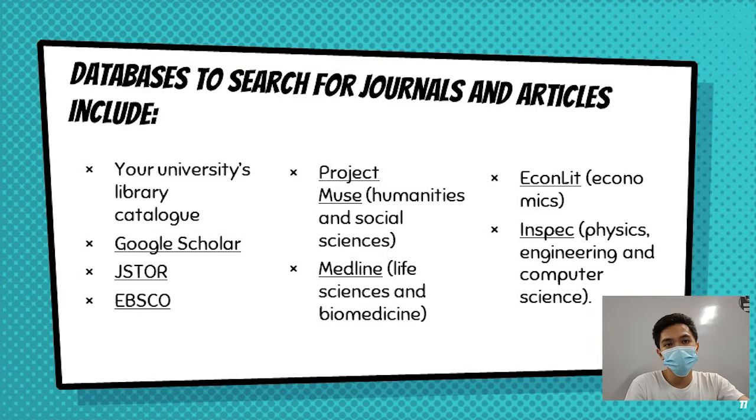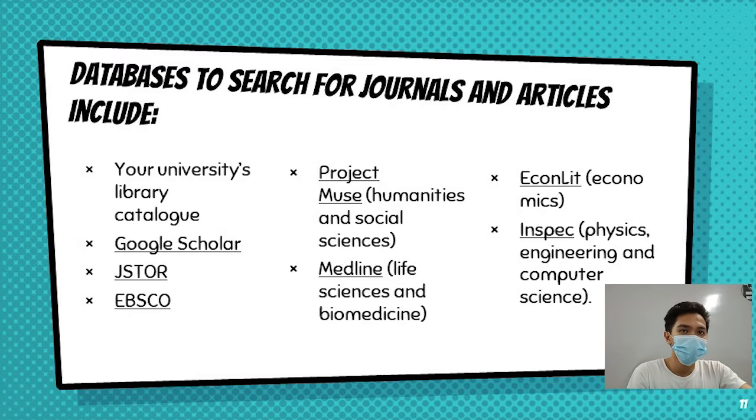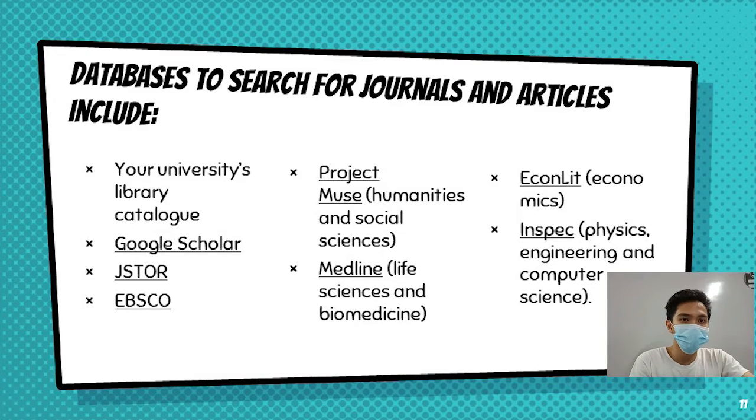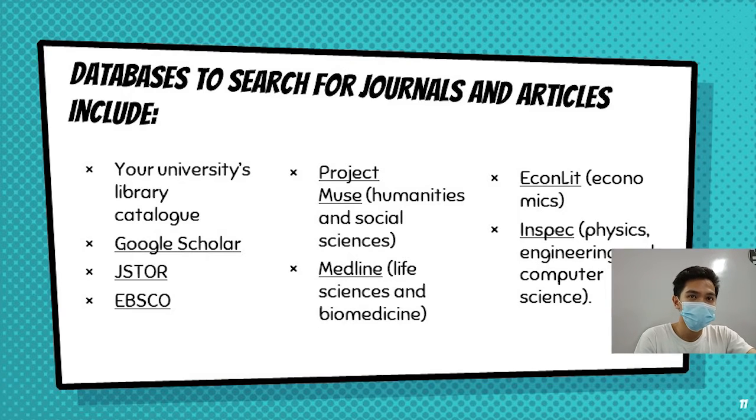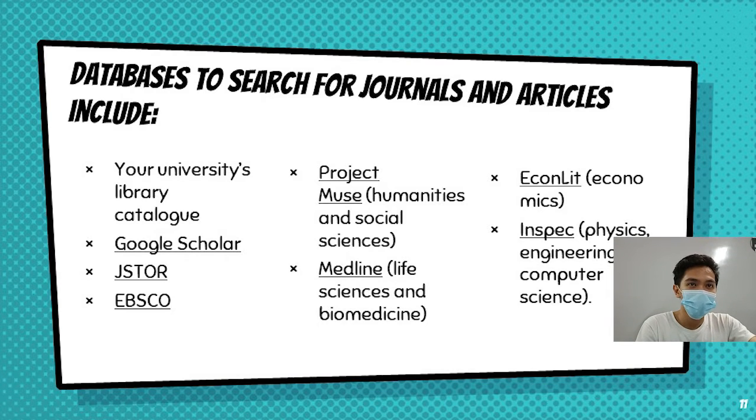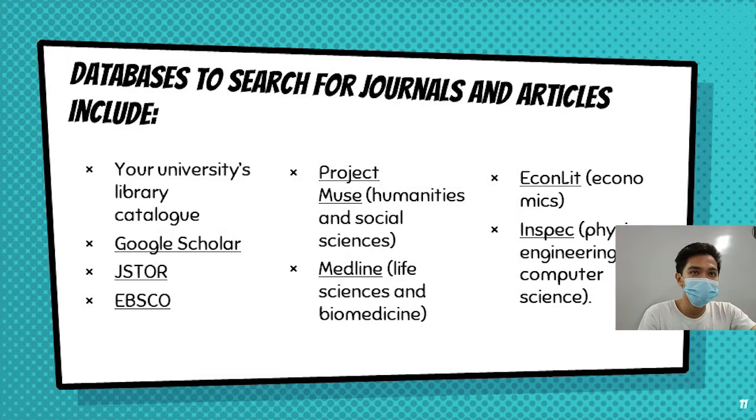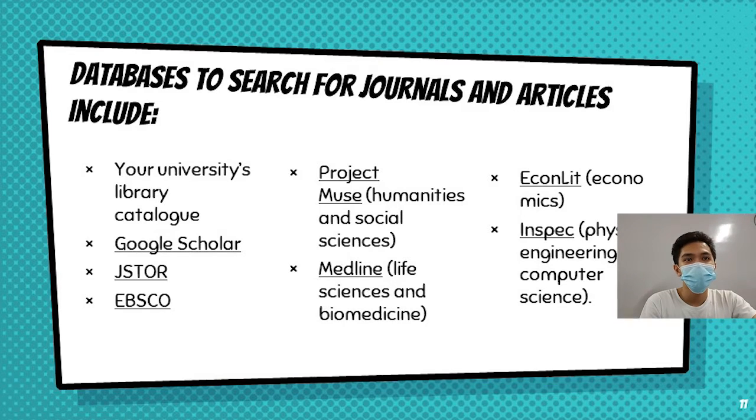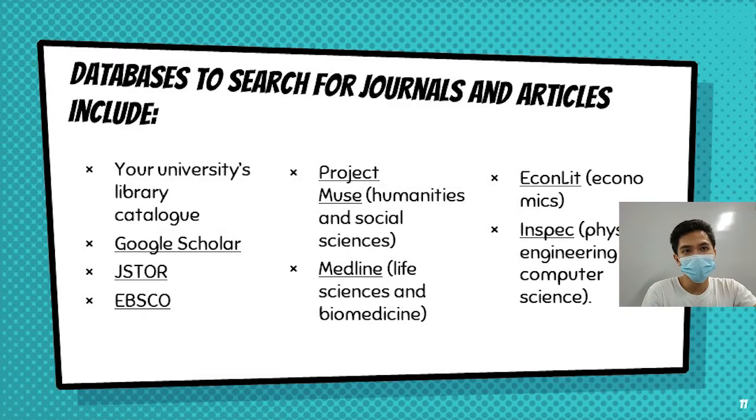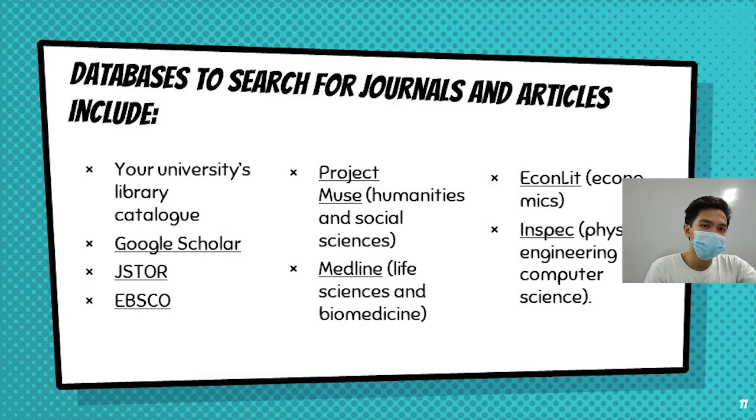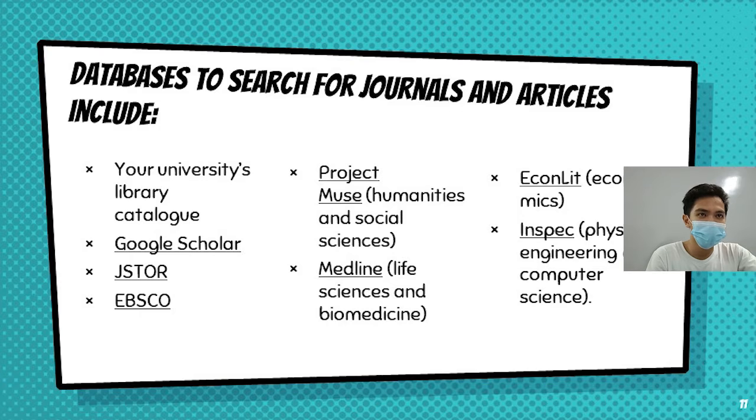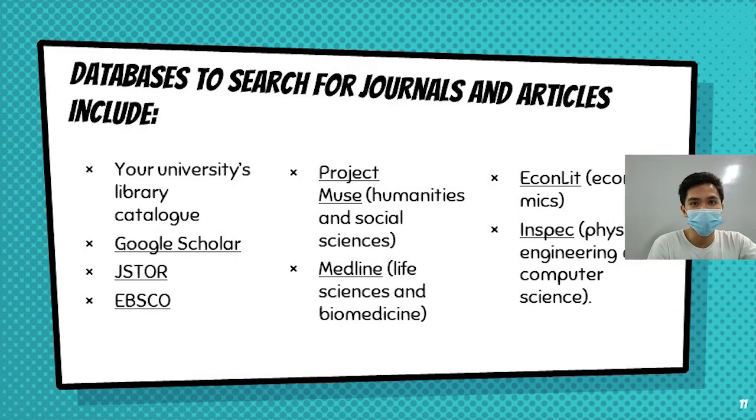Databases to search for journals and articles include your university's library catalog, Google Scholar, JSTOR, EBSCO, Project Muse, Humanities and Social Sciences, Medline, Life Sciences and Biomedicine, EconLit, Economics, Inspec, such as Physics, Engineering, and Computer Science.